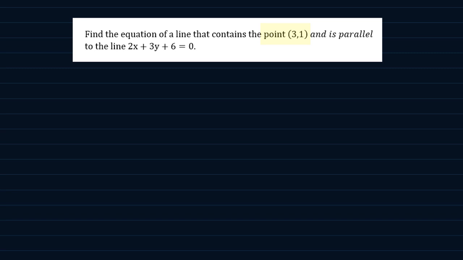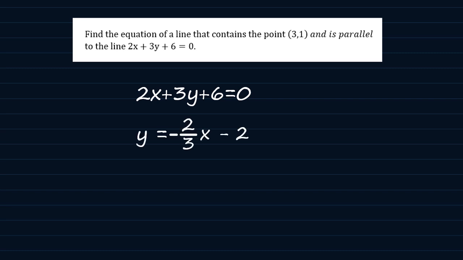However, we do not have the gradient, or do we? We have been given the equation of a line parallel to this line. The equation of this line is 2x + 3y + 6 = 0. We can actually find the gradient of this line by making y the subject. If we do that, then we will get the equation as y = -2/3 x + 3.